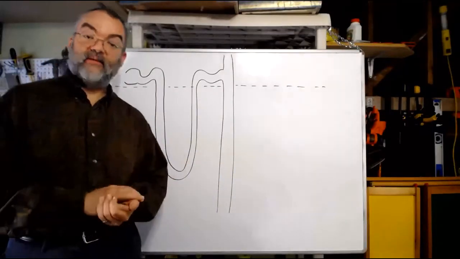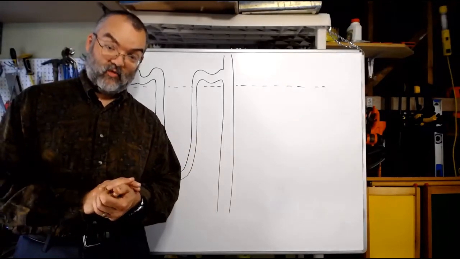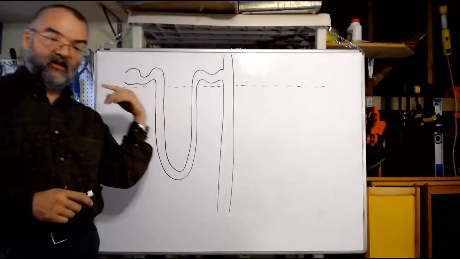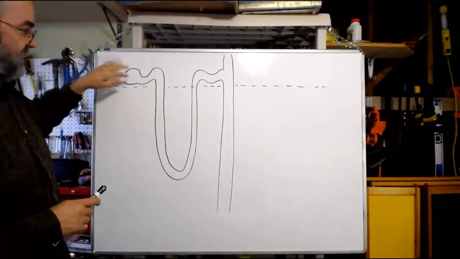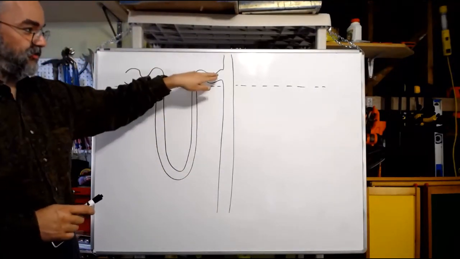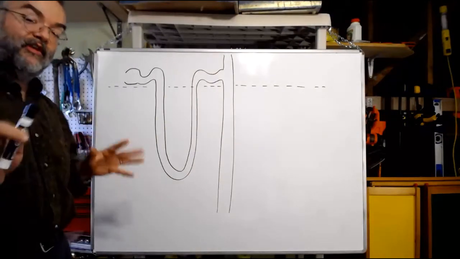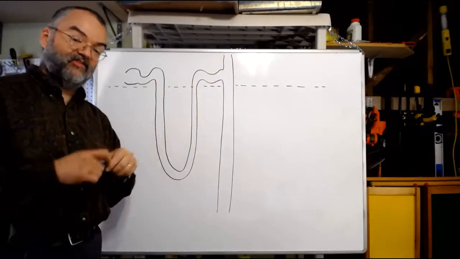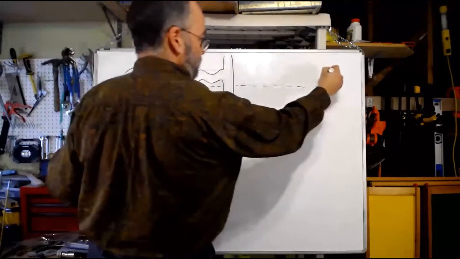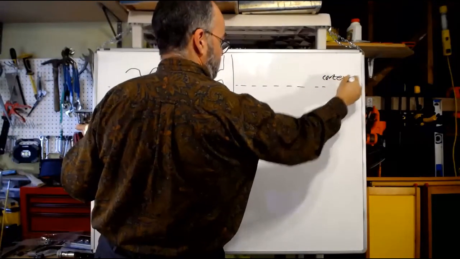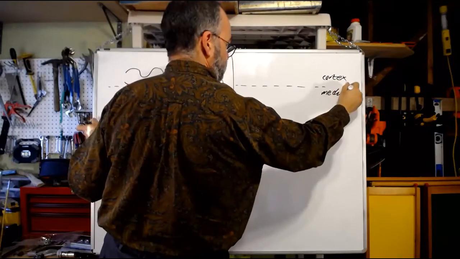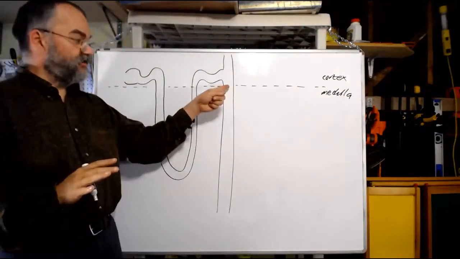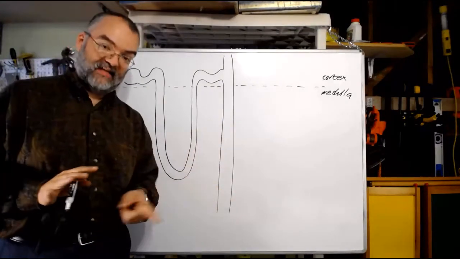Okay, let's talk about how we make concentrated urine, or actually how we vary the concentration of our urine. So I've sketched up here an unfolded nephron: Bowman's capsule, proximal tubule, loop of Henle, distal tubule, collecting duct. This particular nephron is one of the ones that has its loop of Henle going down deep into the medulla. So here I've drawn the border between cortex and medulla. And what we're going to focus on here is what's going on in the collecting duct.